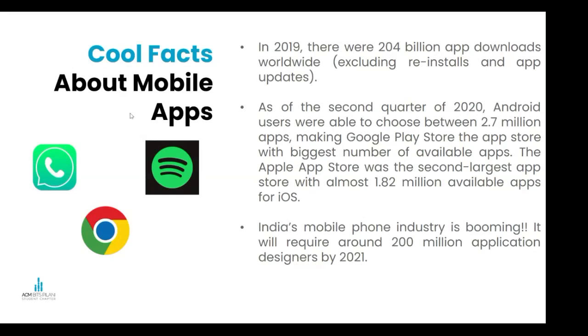So I'm presenting here some cool facts about mobile apps. In 2019, we had about 204 billion app downloads, and that was actually excluding reinstalls and app updates. By the month of August 2020, Android app users had a choice of about 2.7 million apps from Google Play Store, while Apple App Store users had a choice of about 1.82 million available apps. And India's mobile phone industry is actually going through a great boom, as you are going to see that the expectation for the mobile application designers by 2021 would be around 200 million.